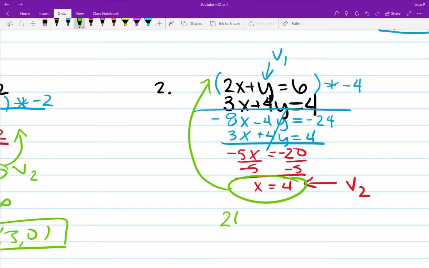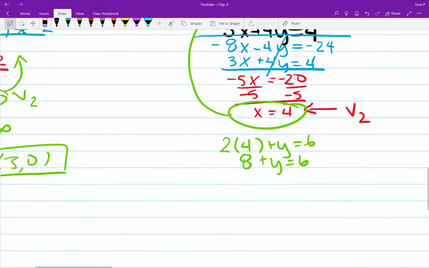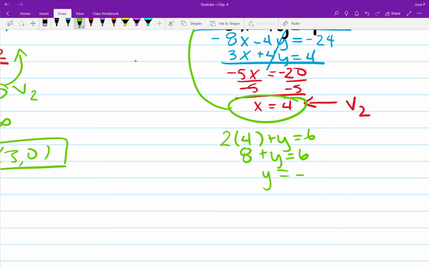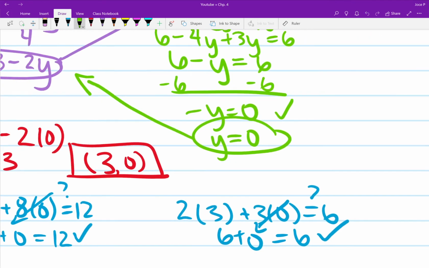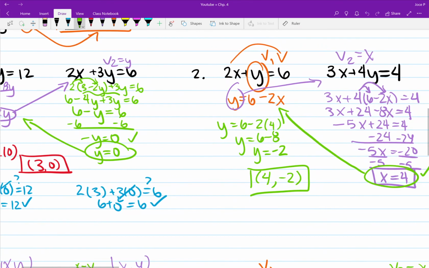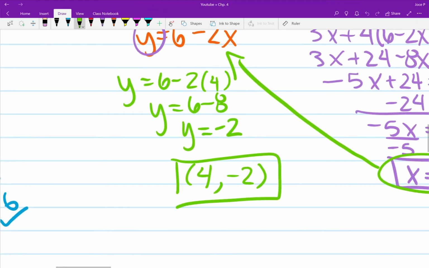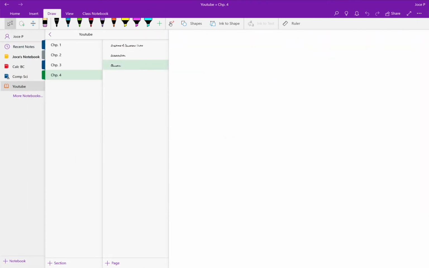Let's plug it over here. 2 times 4 plus y equals 6. 8 plus y equals 6. Y equals negative 2. Great. Here's our solution. We got the solution as 4, negative 2. Let's just go back and check with our substitution method. Is it the same thing we got last time? Zoom out. Indeed it is. 4, negative 2. Fantastic. Let's keep going.